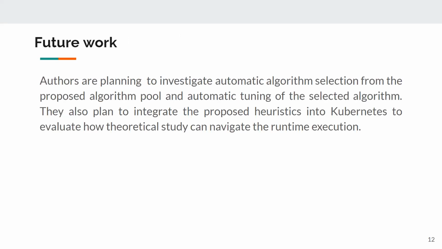In future, authors are planning to investigate automatic algorithm selection from the proposed algorithm pool, and automatic tuning of the selected algorithm. They also plan to integrate the proposed heuristic into Kubernetes to evaluate how the theoretical study can navigate the runtime execution.